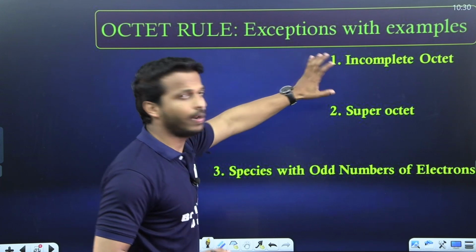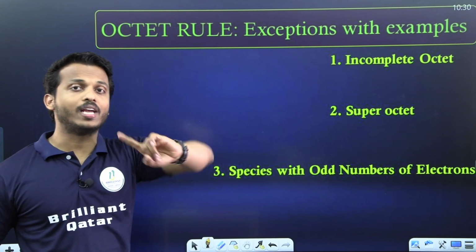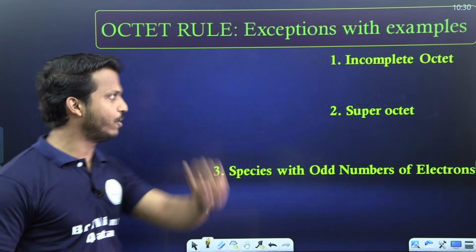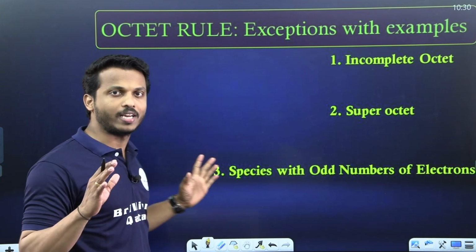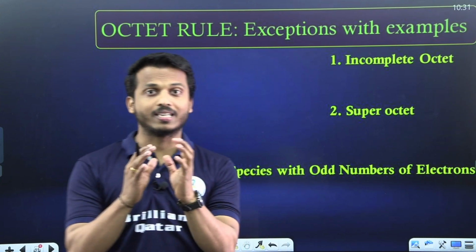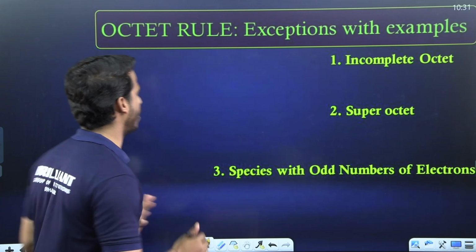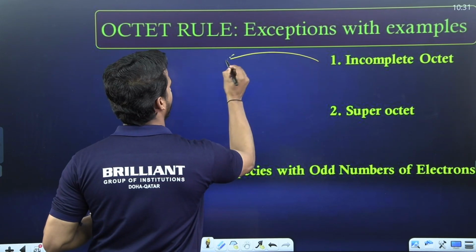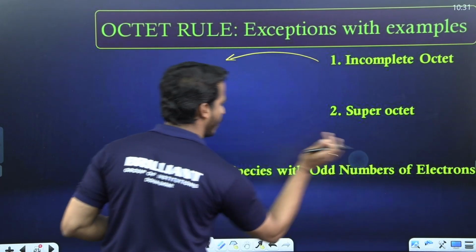So incomplete octet is the first violation of the octet rule. Let's see what it is. Incomplete octet means the octet doesn't complete. Let's discuss some examples for this case, dear all. Very easy topic, remember carefully.